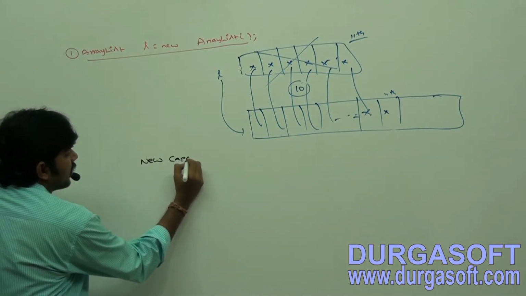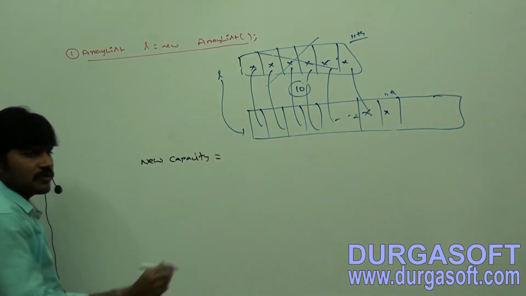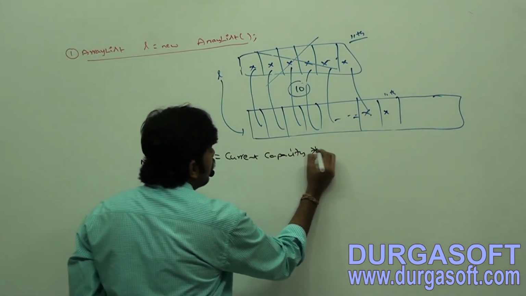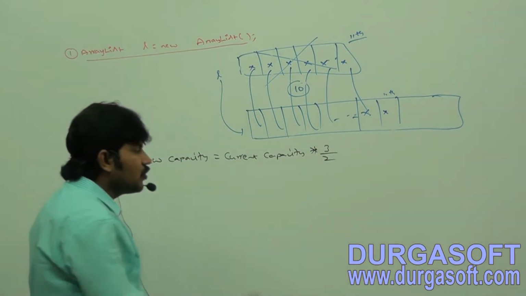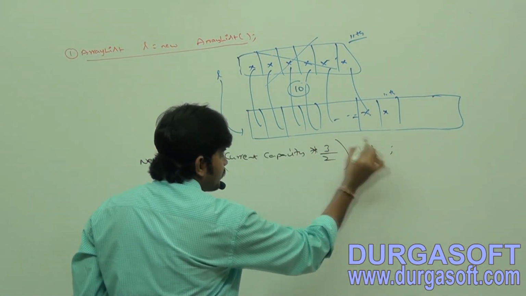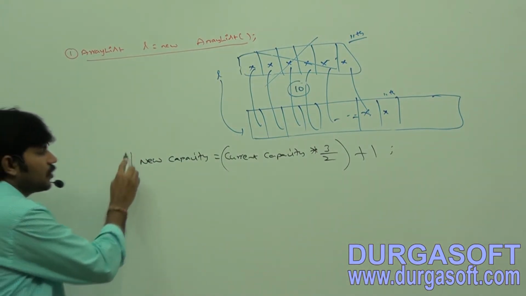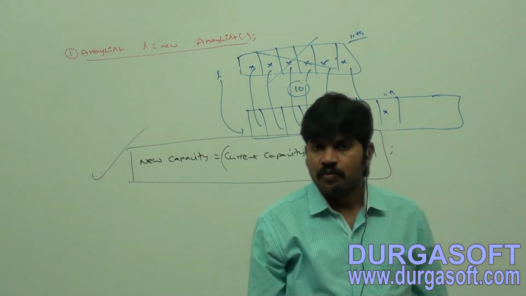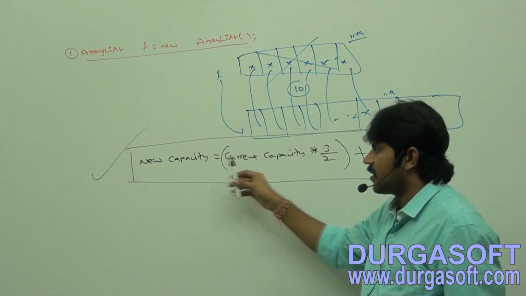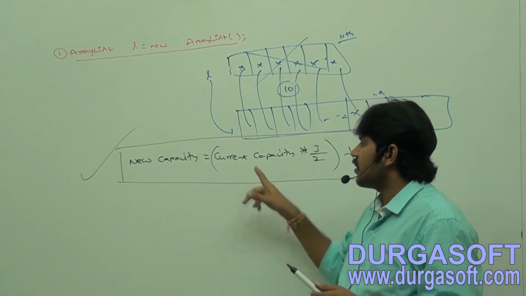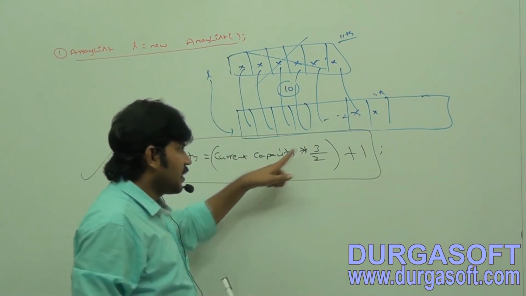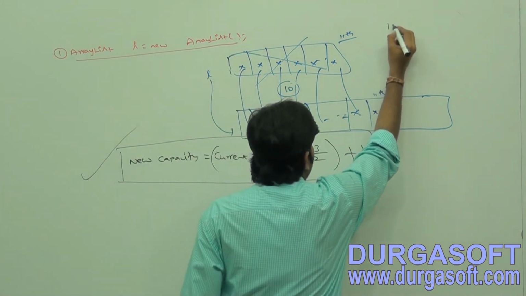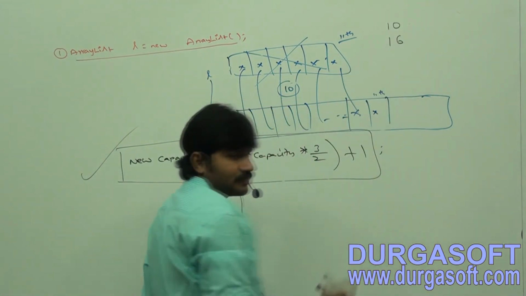New capacity is equal to current capacity * 3/2 + 1. Are you getting it? Current capacity * 3/2 + 1 is the formula followed for ArrayList. Internally, the incremental growth of ArrayList is implemented based on this formula. So with current capacity 10: 10 * 3/2 = 15, plus 1, 16. So first time 10, next time 16.